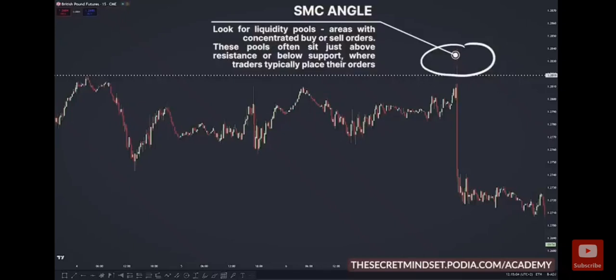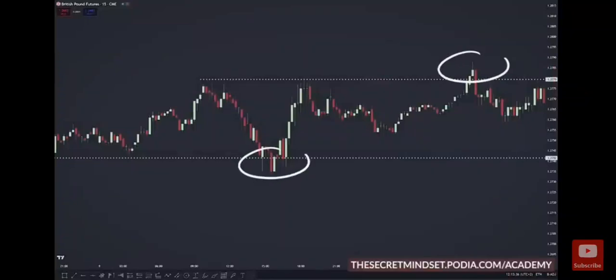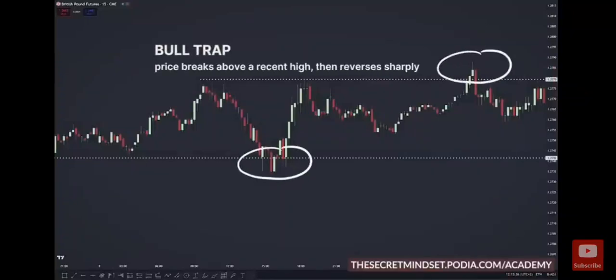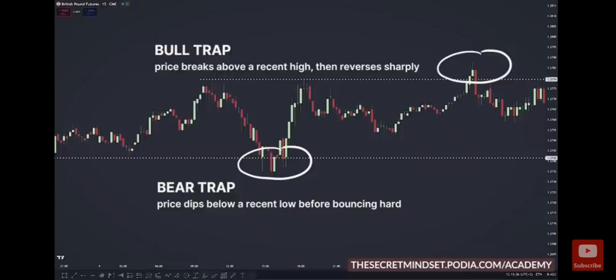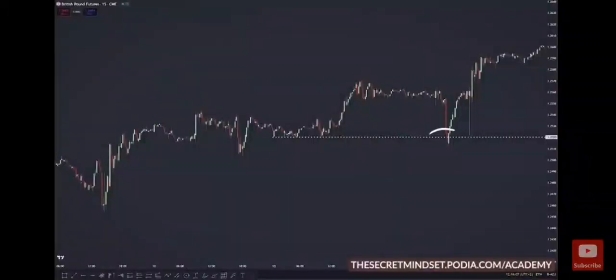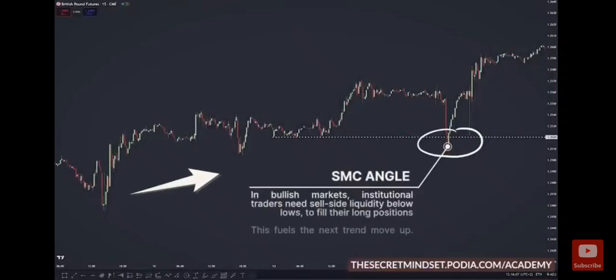You just need to understand how institutional traders use these sweeps. In bullish markets, they need sell liquidity below lows to fill their long positions. This fuels the next trend move up. They create these sweeps deliberately to find enough orders. During bearish swings, look for price to pull up to key levels. If no liquidity exists in previous moves, smart money will create it through these sweeps. They build a trap before triggering it.